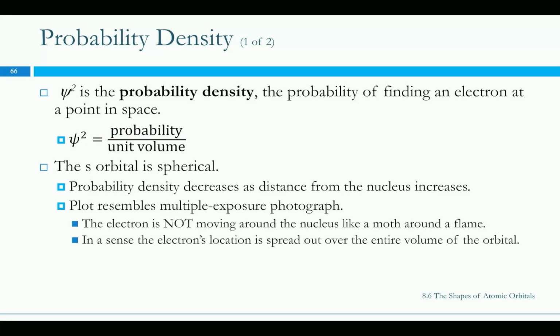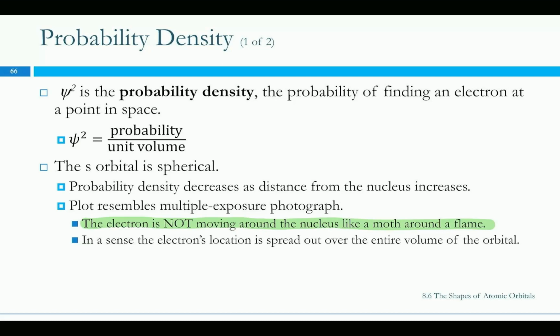So for an s orbital, it's spherical, and the probability density decreases as the distance from the nucleus increases because the volume gets larger and larger, less and less of a chance as you move away. So plots will represent this like a multiple exposure photograph. The thing to remember is the electron is not moving around the nucleus like a moth around a flame. So it's not just moving in straight lines around it. In one sense, the location is spread out over all of that probability density region. And it can, even in rare circumstances, be in 2 places at the same time.